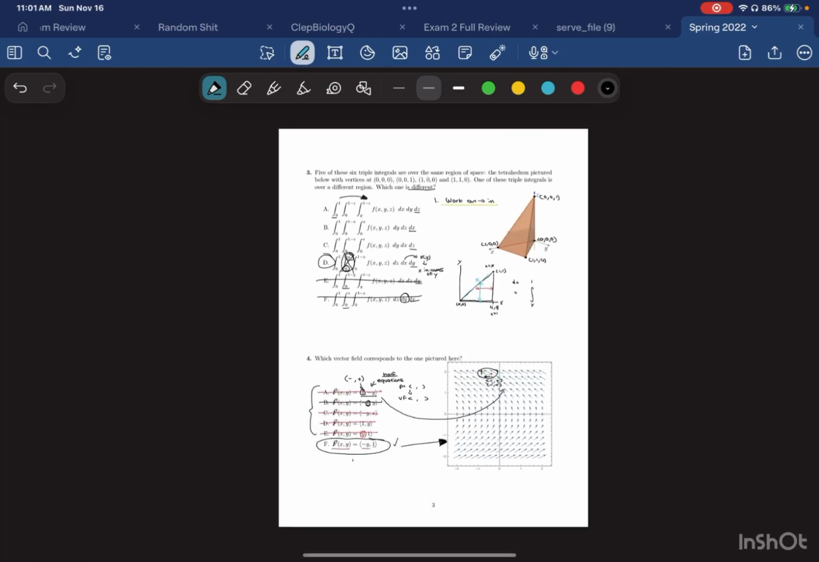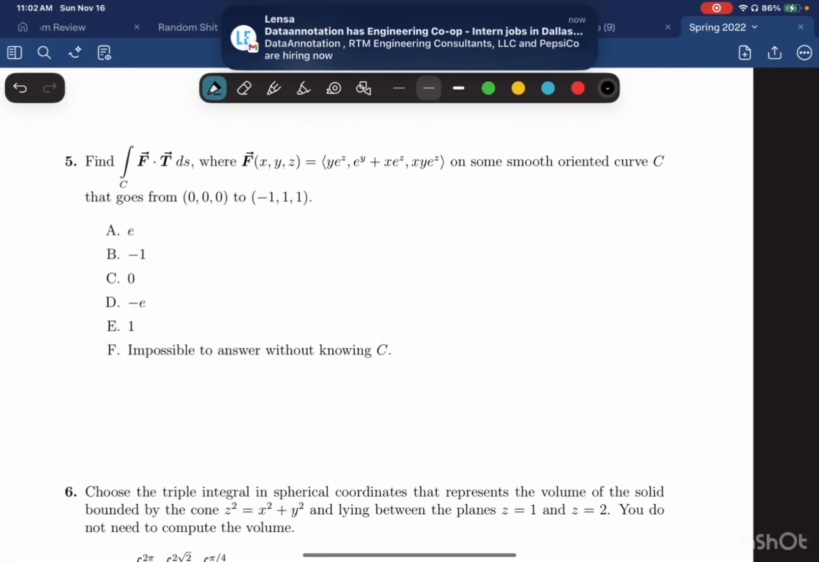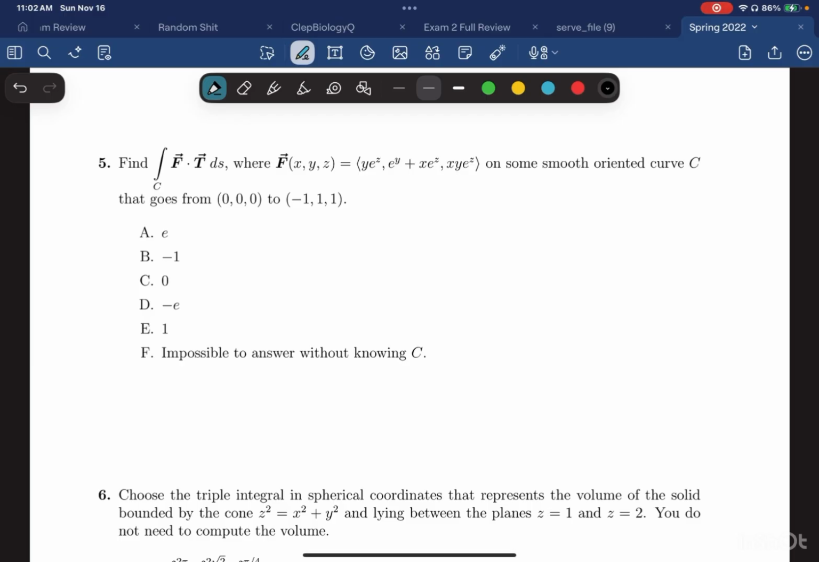Okay, number 4. Find the line integral of F dot the tangent vector ds, where the vector F(x, y, z) is equal to this very big vector on a smooth oriented curve. Okay, now it's a smooth oriented curve, which means that we can find a potential function.